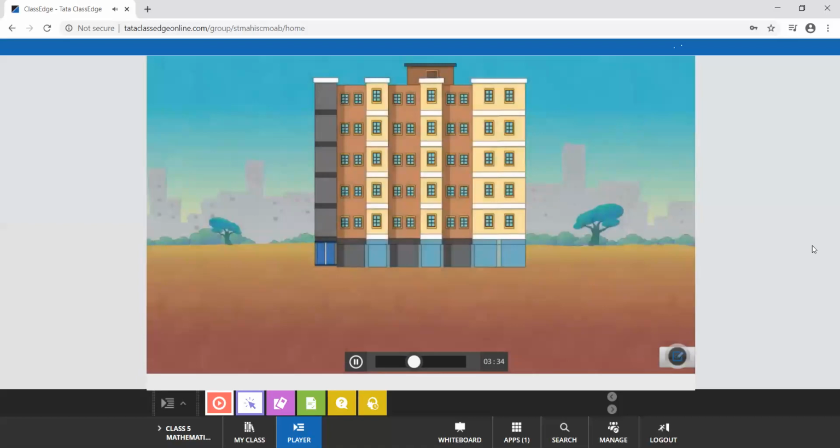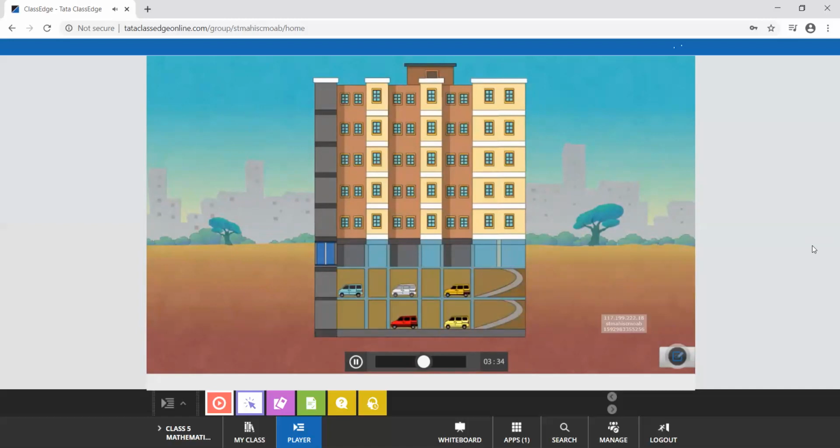Now, let's look at another example. The building shown here has several stories. Most of these are above the ground level, while a few are below the ground level. An elevator within the building will display positive as well as negative numbers to indicate its position within the building.